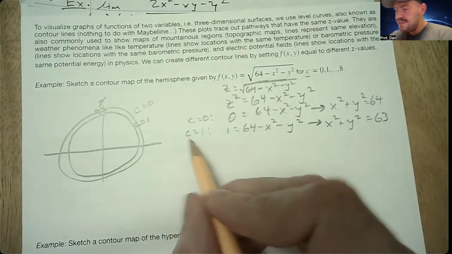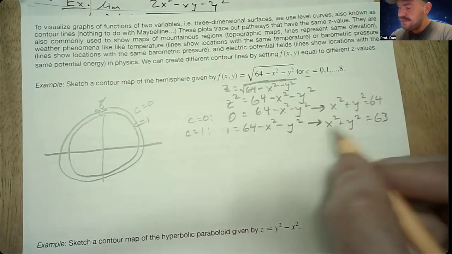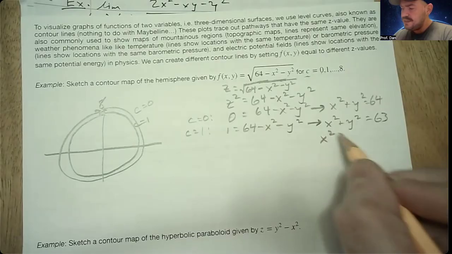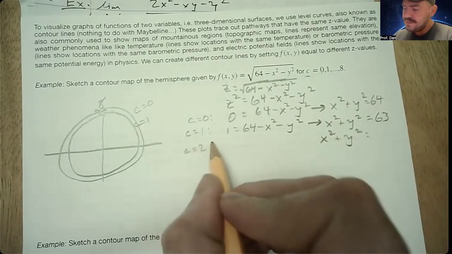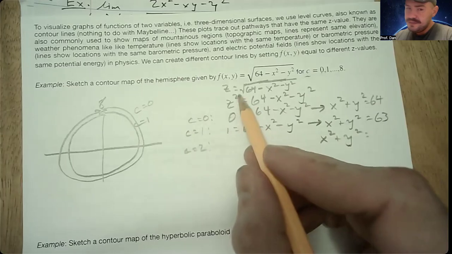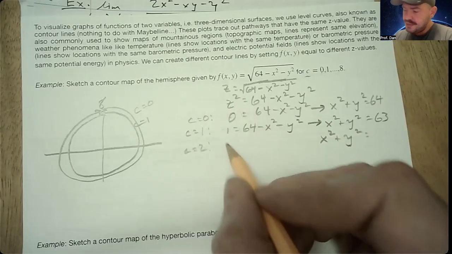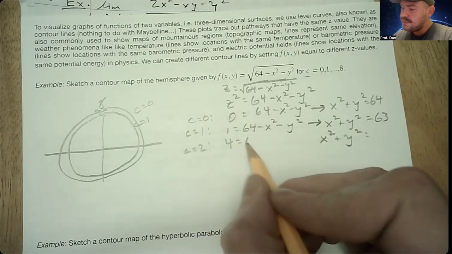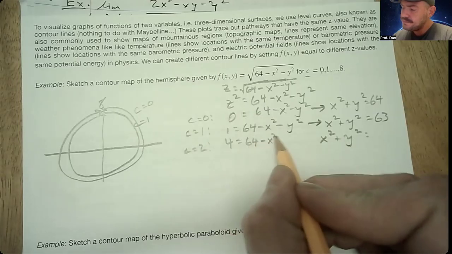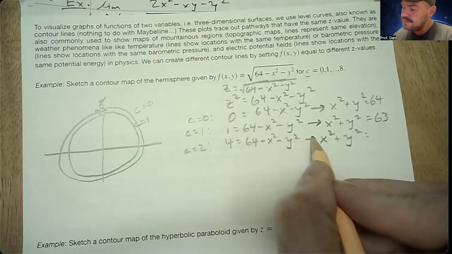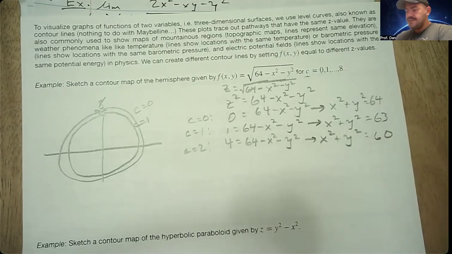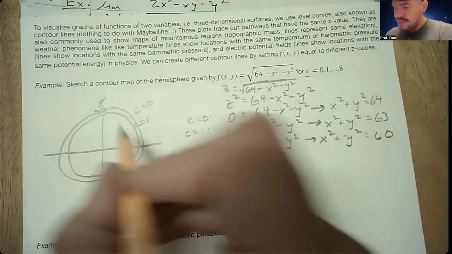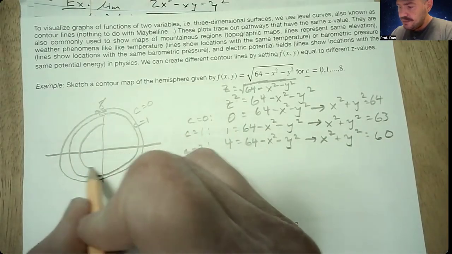And if I go on with c equals 2, we would rearrange and we would end up getting x squared plus y squared. I'll write it out. So 2 squared, keep in mind we did square this, is going to give me 4. When I rearrange this, I end up getting x squared plus y squared is 60. So that's even smaller.